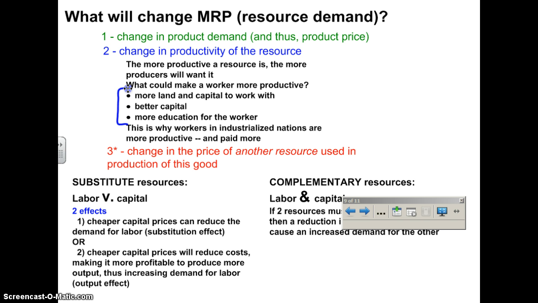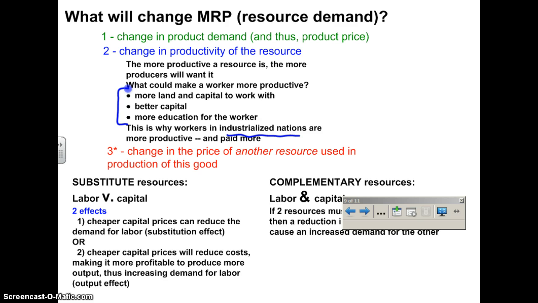And then also more education for the worker, which is why a lot of companies do a lot of training for their workers. This is also why workers in industrialized nations tend to be a lot more productive than workers in other countries, and that is why we get paid more, because the companies that we work for supply us with a lot of education and capital.